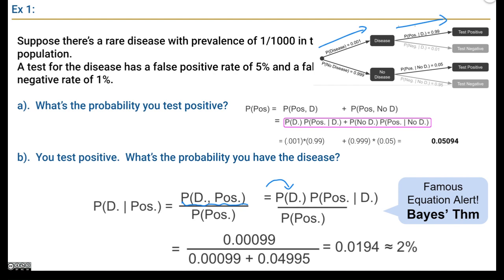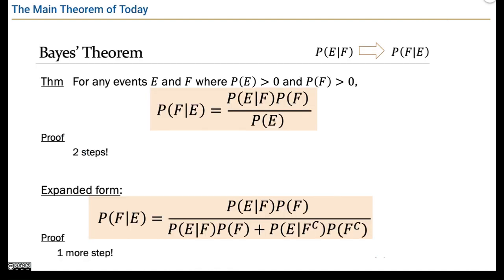Okay, so this might seem somewhat strange to us because this test doesn't seem to have very high failure rates. I mean, false positive of 5%, false negative of 1%. Why is it true that the probability I have a disease given that I test positive is only 2%? We're going to come back to that and give you some intuition about that. But first, I want to talk more about the theorem that got us there.